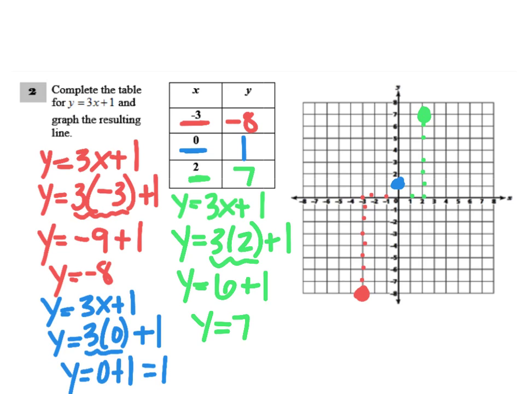Alright. Then again, this should make a straight line. You're going to be using rulers, so your line will be much better than mine. Okay, if one of these points is off and they're not lining up in a straight line, you either did the calculations wrong or you plotted wrong. You need to go back and fix it and figure out what you did. They should make a straight line.